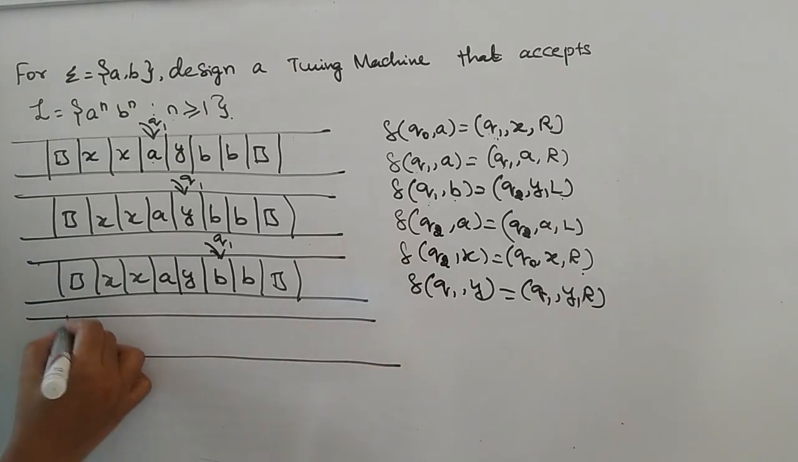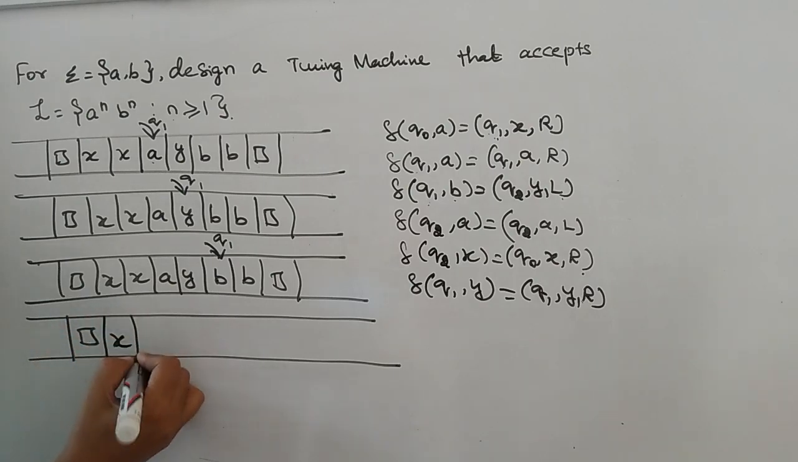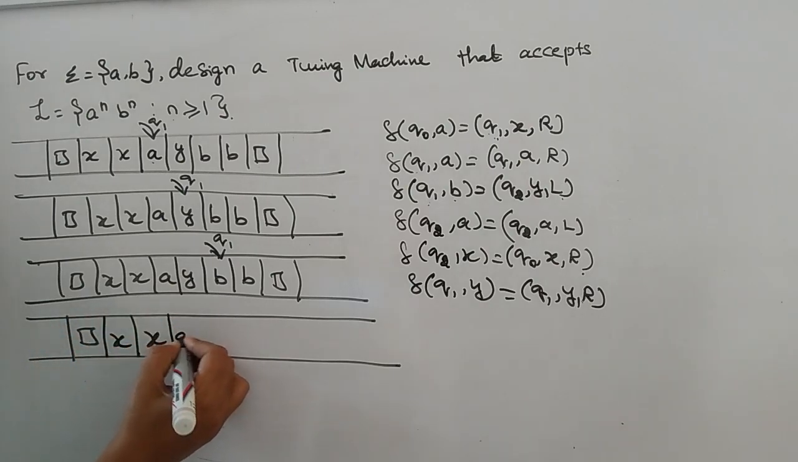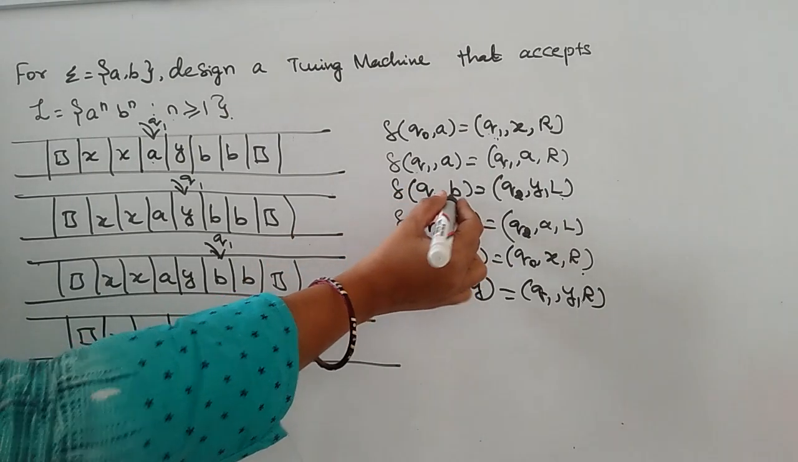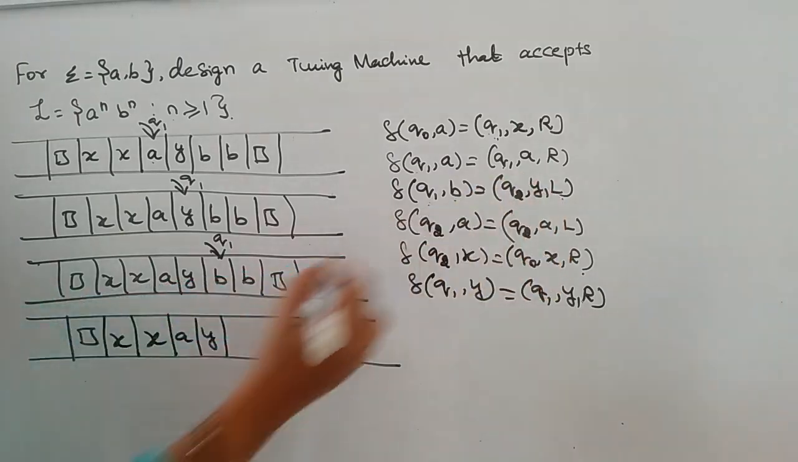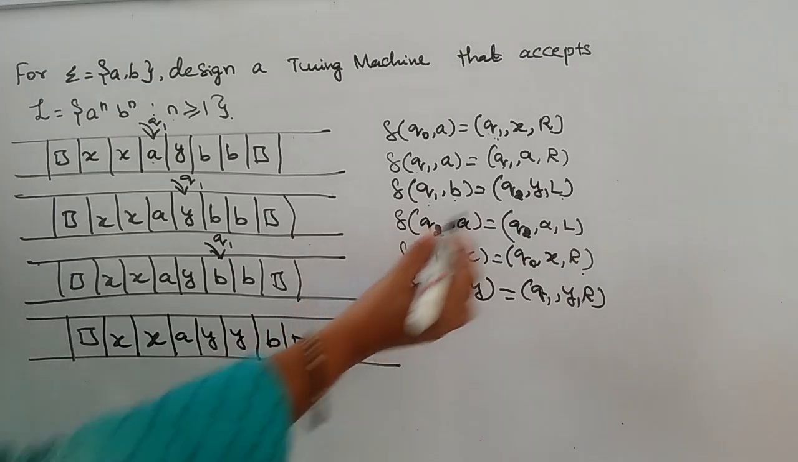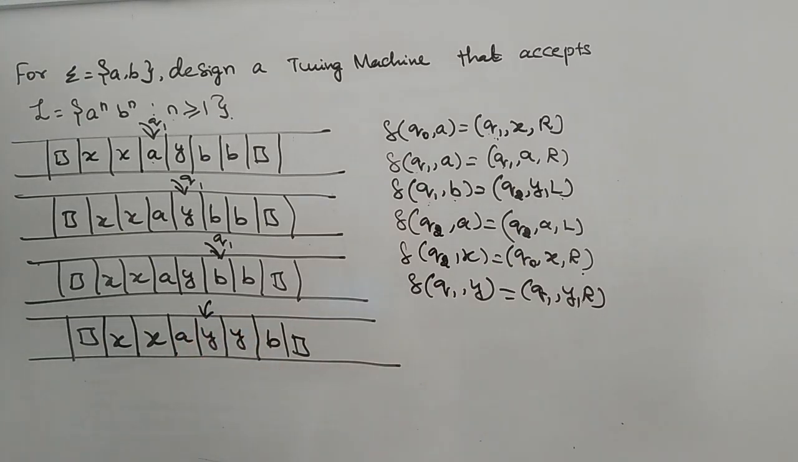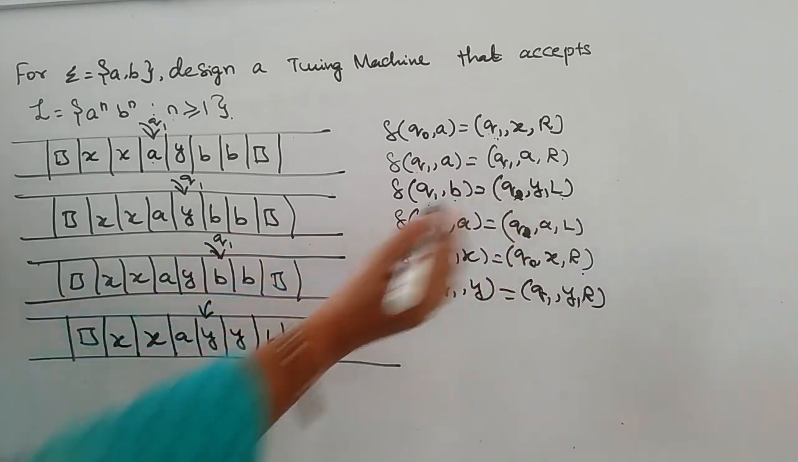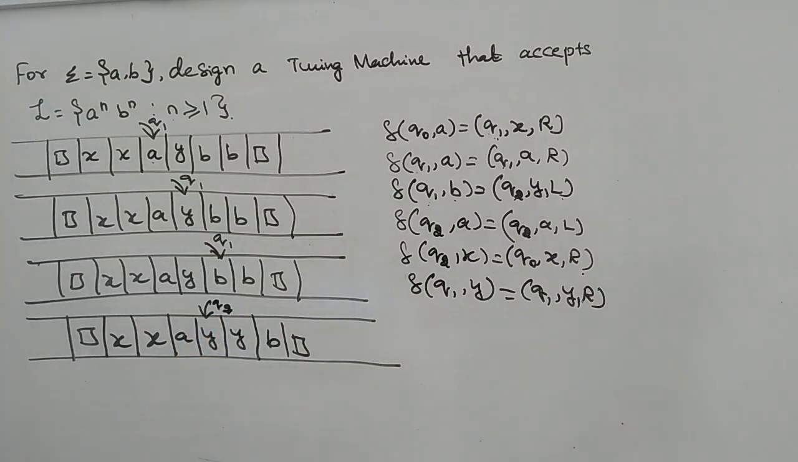So what we are going to do here is, blank symbol will be here, x, x, a, and y. As per this transition, we have to replace the symbol b by the symbol y. So we are writing y here, and the read write head must be moved towards left. That means it will be shifted here, and the state will be q2.